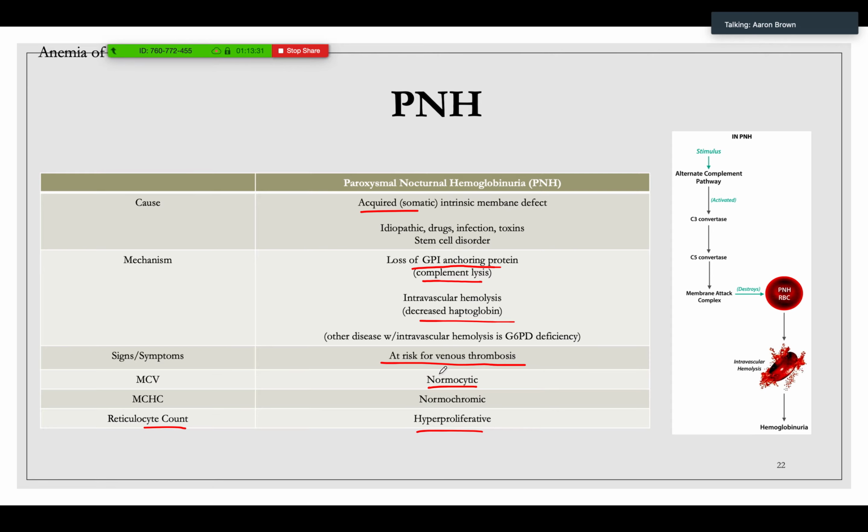Okay. And so you can see here some sort of stimulus. This could be a drop in the pH, for example. That is going to turn on your complement pathway, turns on this membrane attack complex, and then that is going to destroy your red blood cell, leading to intravascular hemolysis and hemoglobin in the urine. Okay. Questions on this one?